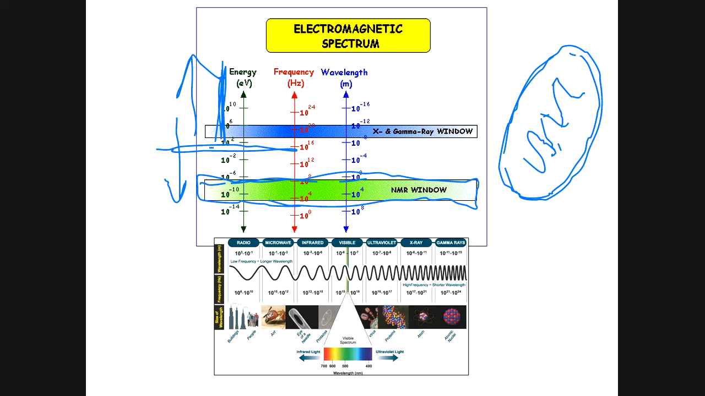What is the significance of this? The significance is that this makes MRI very safe in terms of radiation. And remember, we talked about radiation, the effect of radiation, and all of these things. We'll talk about it more when we talk about X-rays. So this makes MRI a very safe procedure from that aspect.